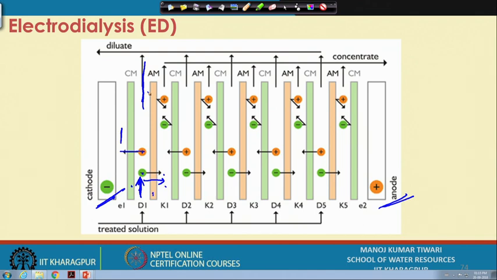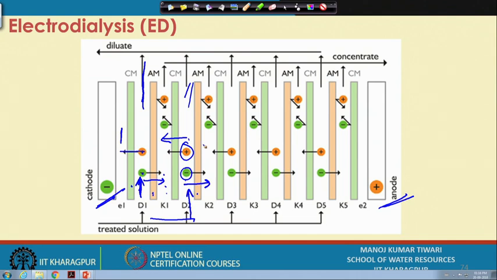Now, similarly, we pass the inflow through another channel, leaving one alternate channel. The same thing will happen here. These anions will be attracted towards the anode and pass through this anionic membrane, and these cations will be attracted towards the cathode and pass through these membranes, and we get water devoid of these cations and anions.